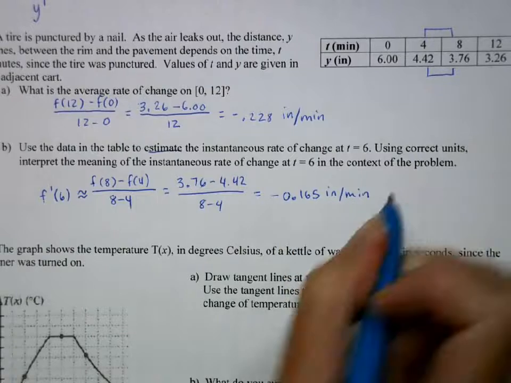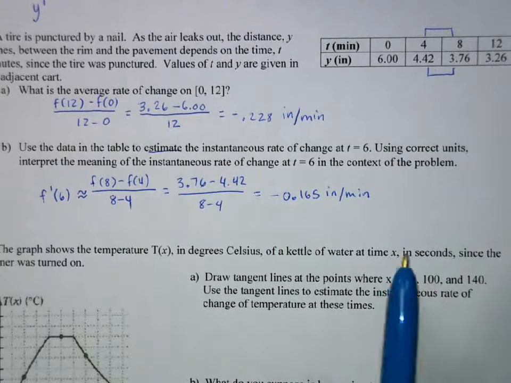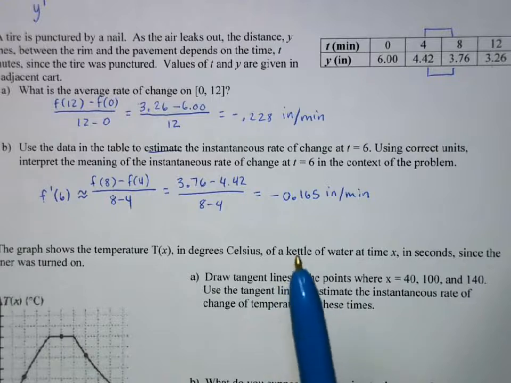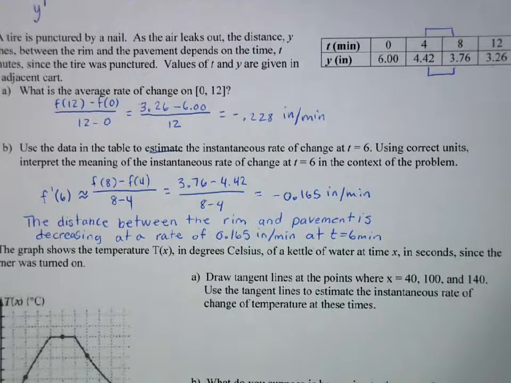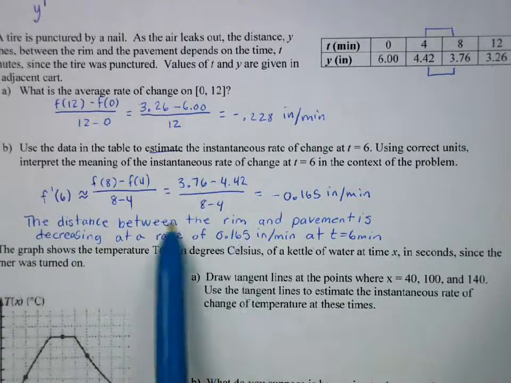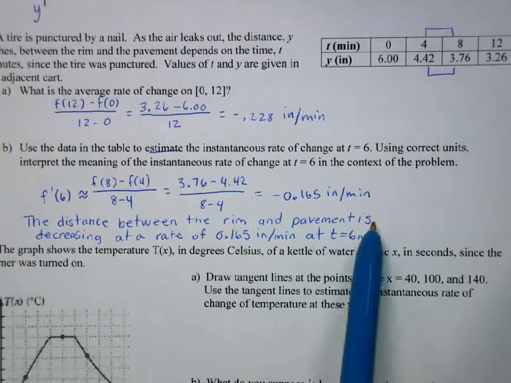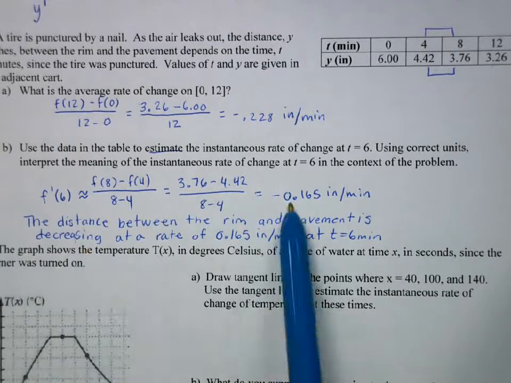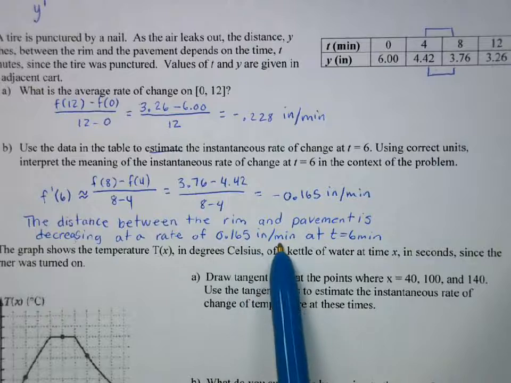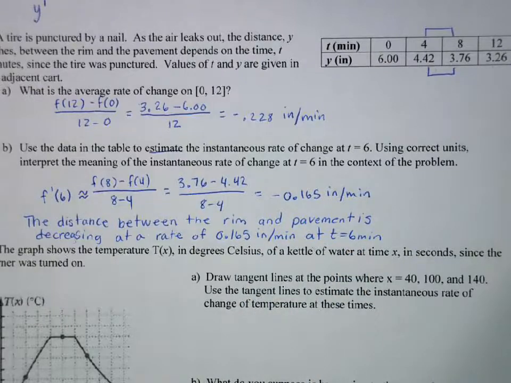It says, using correct units, interpret the meaning of the instantaneous rate of change at 6 in the context of the problem. So the distance between the rim and the pavement is decreasing, because it's negative, at a rate of 0.165 inches per minute at t equals 6. That's saying at that time, that's how fast the distance is changing. And in this case, the distance is decreasing because the rim's getting closer to the pavement.